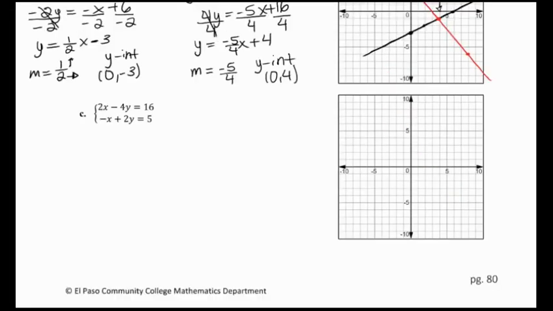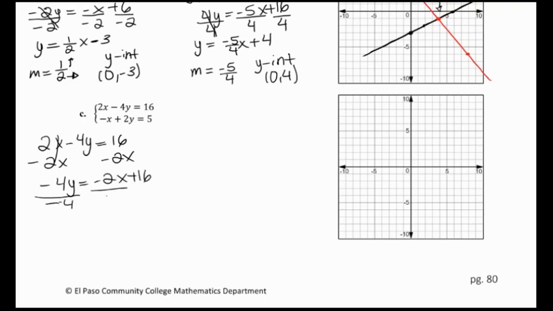Let's take a look at example C. We have 2x minus 4y equals 16. So let's go ahead and solve for y. So we have 2x minus 4y equals 16, minus 2x on both sides. Negative 4y equals negative 2x plus 16. Divide everything by negative 4.